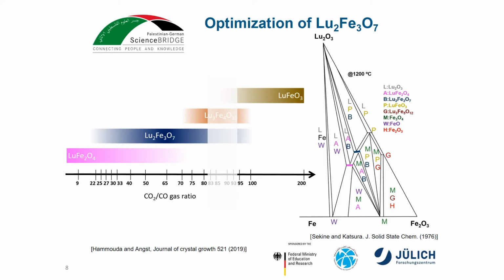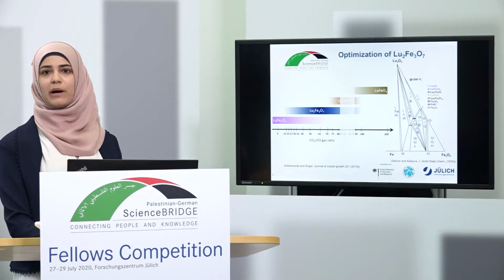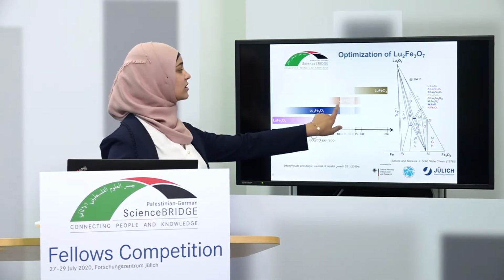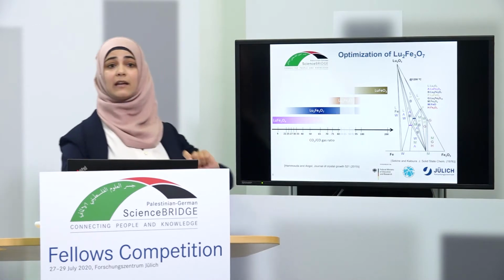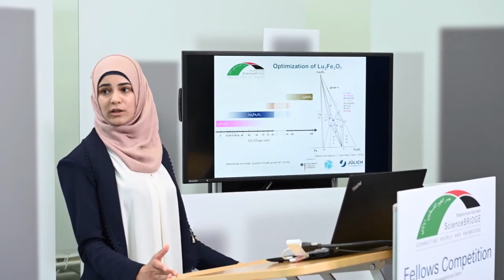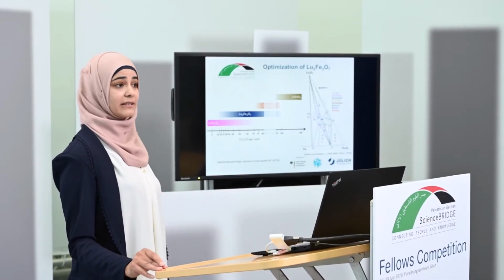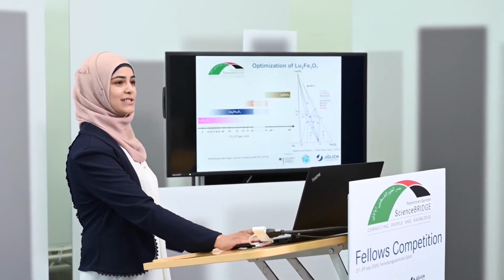As you can see here, I have the one I intended to grow, Lu2Fe3O7. However, there is a new compound, 3,4,10, which comes from a stacking fault. This is quite a common fault to happen in layered structures. So we get this compound for free.